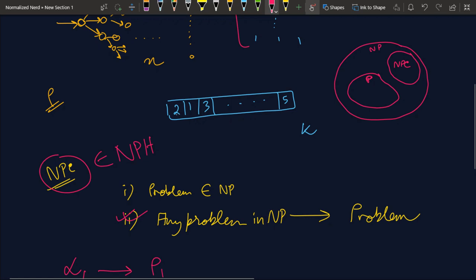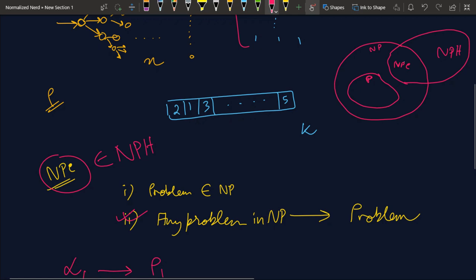So to represent this in Venn diagram, what we need to do, we need to first delete this side. Okay, so this is our NPC and this is our NP hard set. And see, NPC is actually the intersection of NP and NP hard. It may happen that there are problems in NP hard that can be reduced to NP complete, but we couldn't find a way so far.